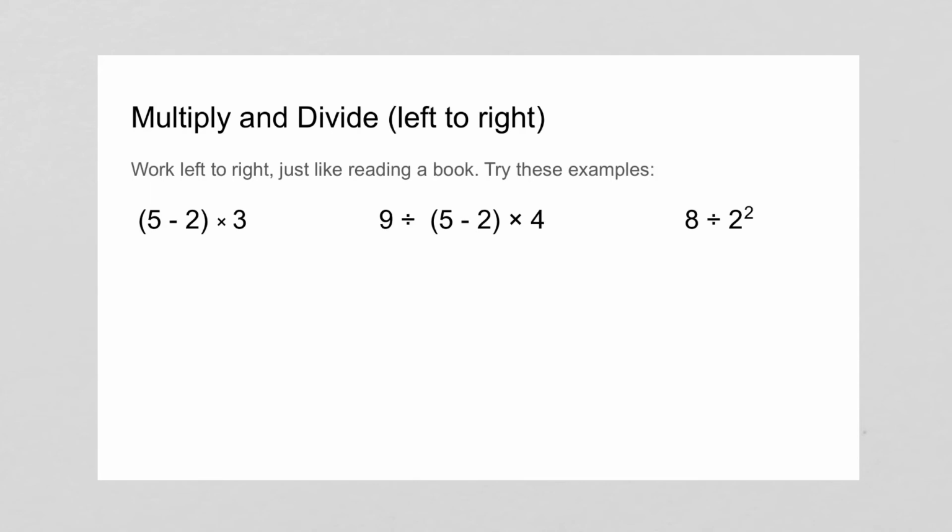All right. Let's try our next step of GEMS. We've already talked about grouping symbols and exponents. Well, now we are at multiply and divide left to right. So starting with our first example, it's just like left to right, like reading a book. Let's kind of go through it here. Well, here we have a grouping symbol. So what is our grouping symbol? 5 minus 2. Well, I know that that's just 3. So I'm left with 3 times 3, and it's left to right. It really doesn't make a difference in this one, does it? Because it's all the same. It's just 9.